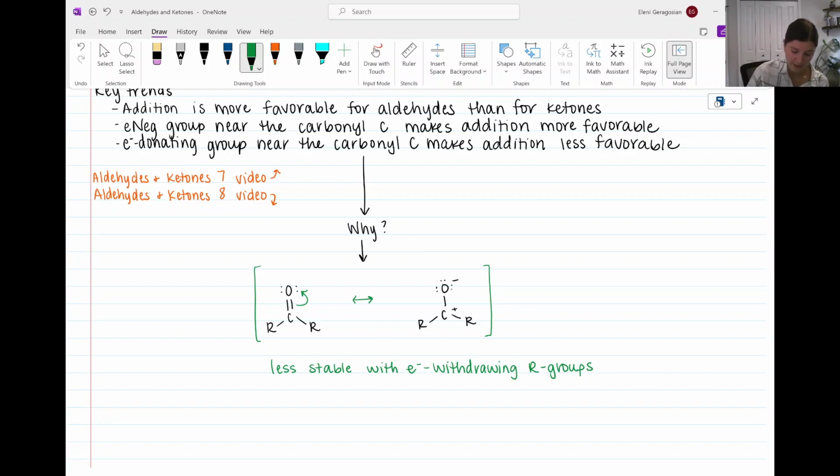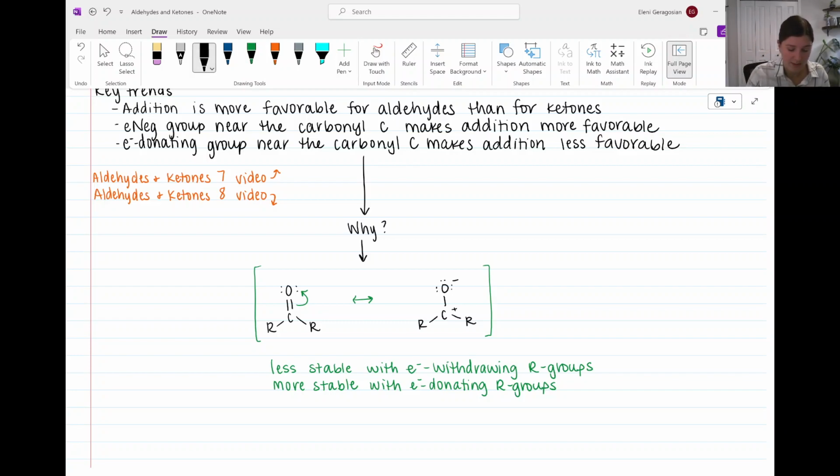Now the carbonyl carbon, that molecule in general, is more stable if the R groups are electron donating, because now those R groups can provide electron density towards the carbonyl carbon. So more stable with electron donating R groups. And remember, if something is less stable, it is more reactive. If something is more stable, it is less reactive.